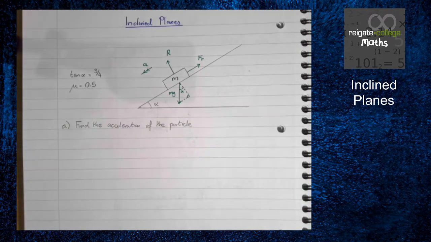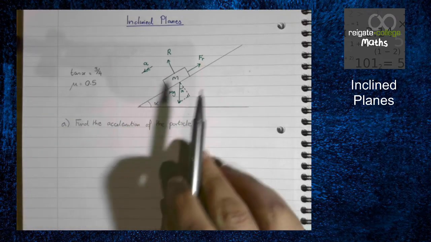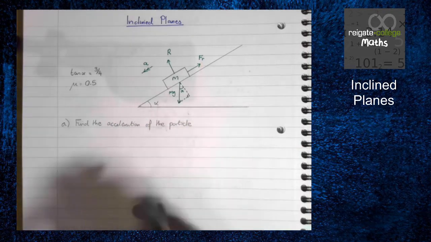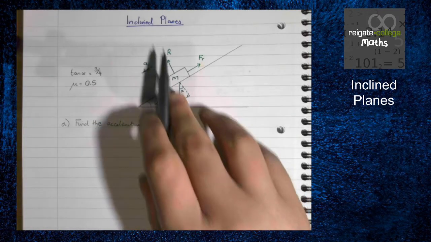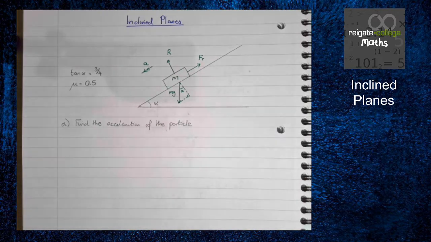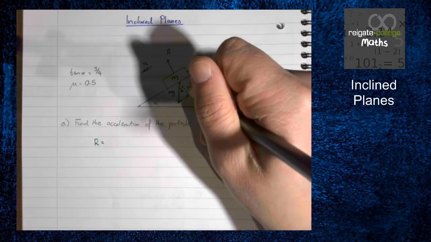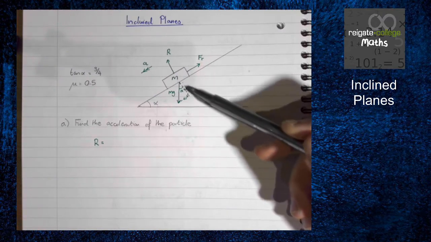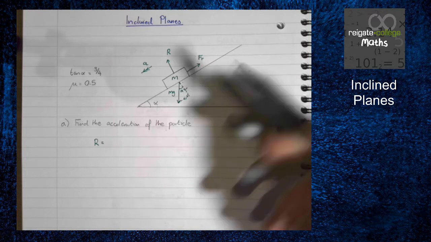For this question, this is, to be honest, all that we need. So let's start writing down some formulae. We know that F equals ma. So forces down minus forces up is going to be mass times acceleration, and acceleration is what we're trying to find. Let's think about the perpendicular direction first, because it makes life easier. We know that R is going to be equal to this force here, and that's going to be mg cos alpha.